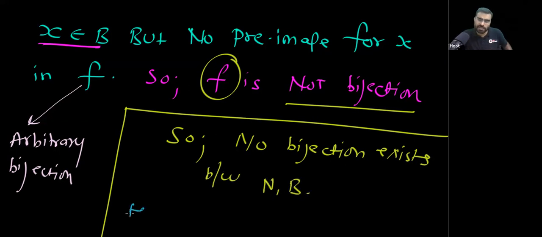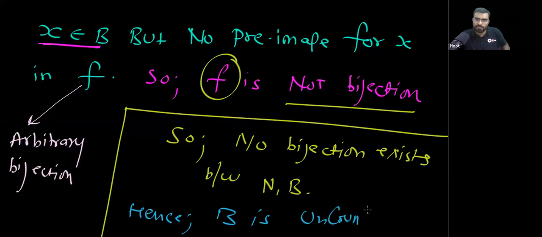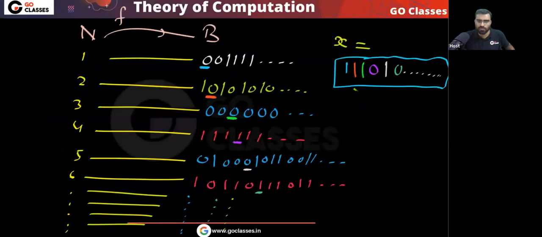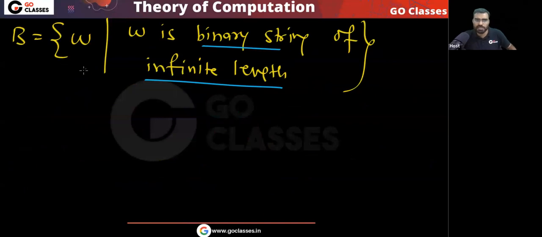And hence what can I say? Hence B is uncountable. That's it. This is your proof that set B is uncountable. Did you like this? Please tell me. I hope you enjoyed all these proofs. So you can see the set of all infinite length strings is uncountable.